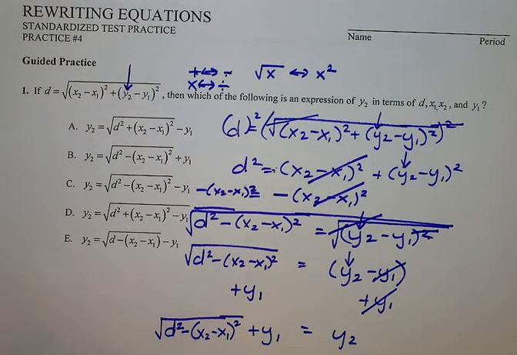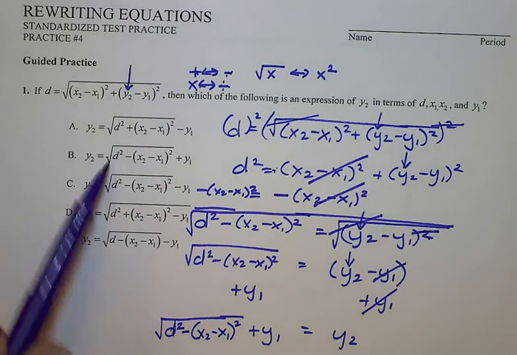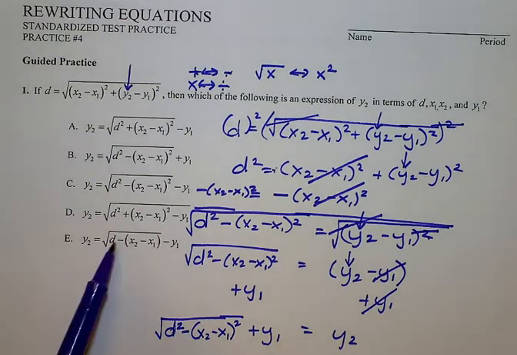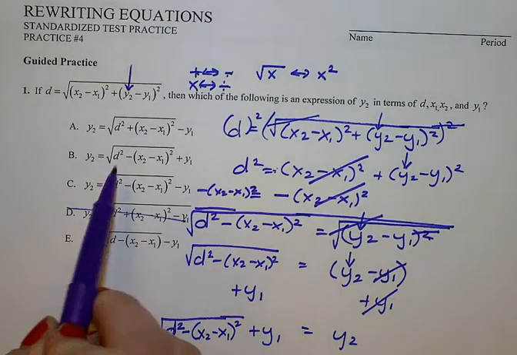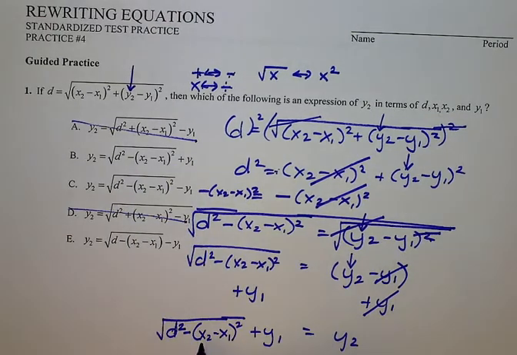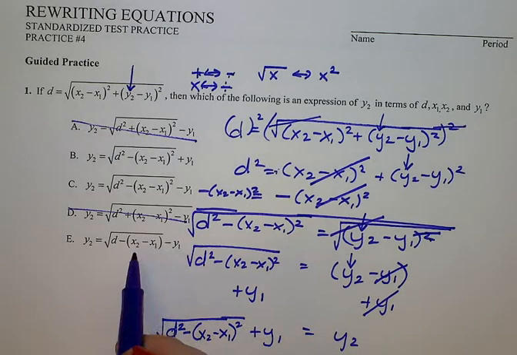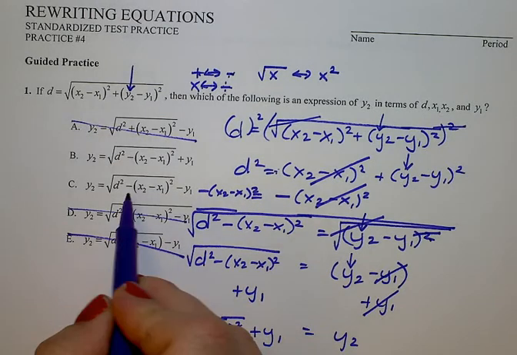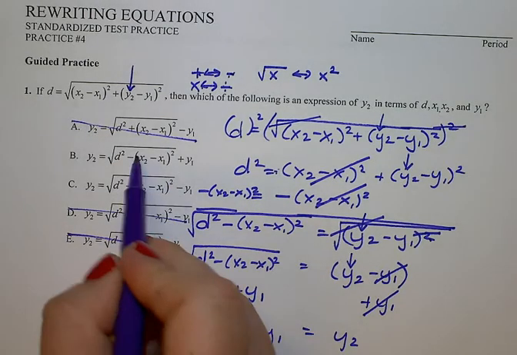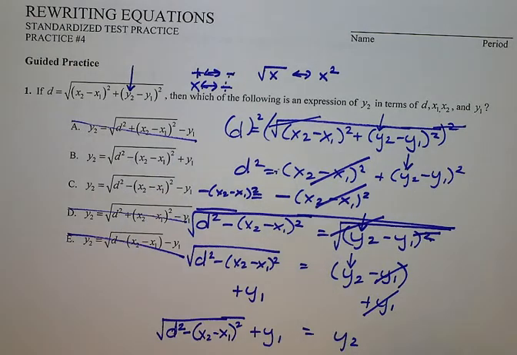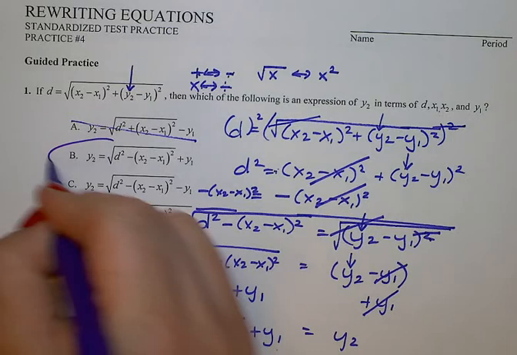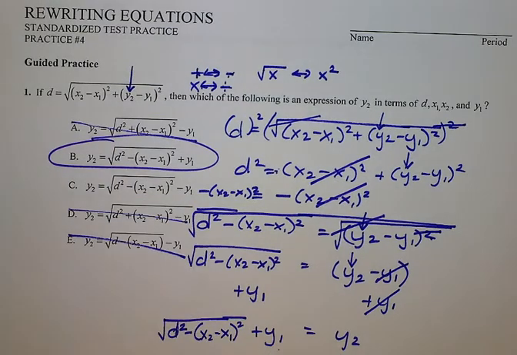Okay, let's look at our options. They all contain d squared. A subtraction sign: I'm crossing out anything that does not have a subtraction sign. Then the quantity x sub 2 minus x sub 1 quantity squared. Okay, that one doesn't have a square. Then x sub 2 minus x sub 1 squared, and the last thing is plus y sub 1. The correct multiple choice answer is B.